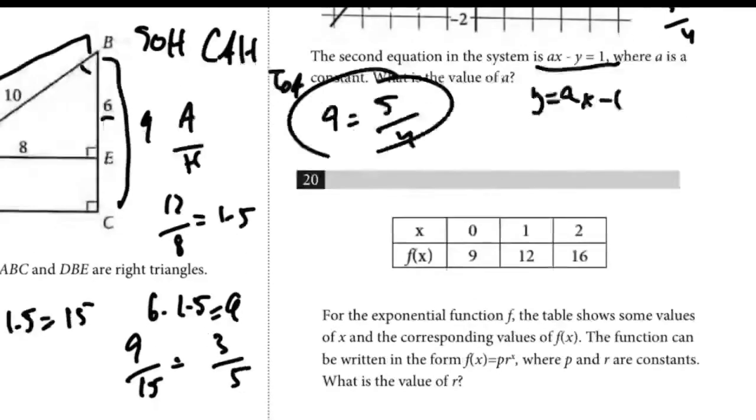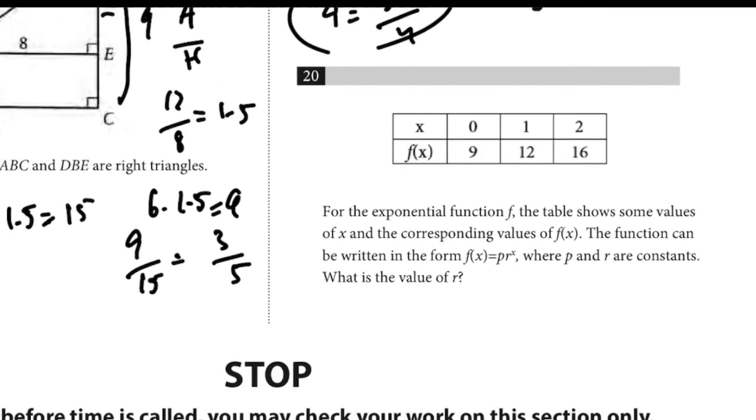That is the answer. For the last question, question 20, we have an exponential function. The table shows some values of x and the corresponding values of f of x. The function can be written in the form f of x equals p multiplied by r to the x, where p and r are constants. What is the value of r? Alright, so the first thing I'm going to do is when x is 0, f of x equals 9, right? So I'm going to do 9 equals p times r to the 0, right? Anything to the power of 0 is 1, right? So this kind of just cancels out and becomes 1. So that means 9 equals p.